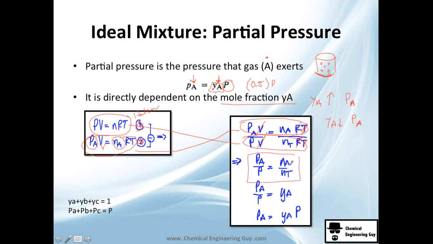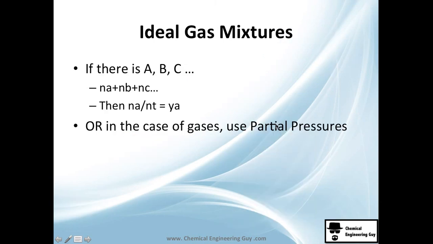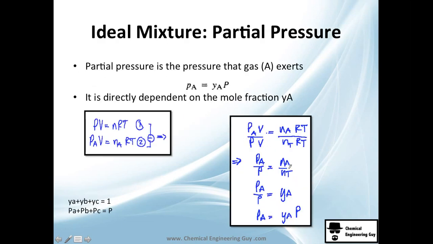And by definition, Na over Nt, as I told you before in this slide, Na divided by total moles will be YA. So I'm just going to take out this P here, and you get this here. It's exactly the same. So this is how I prove it. I think it's not that complicated, but if you need it, take it.